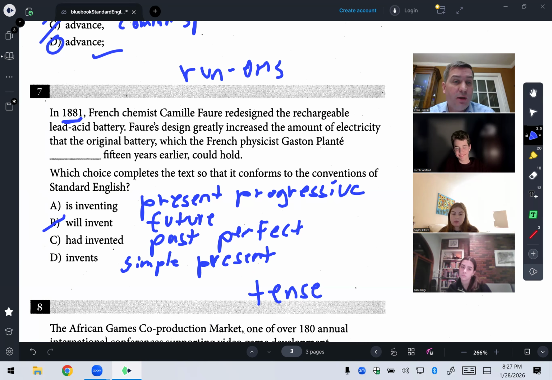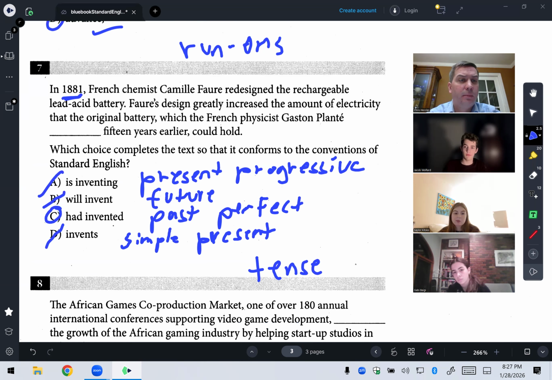Well, we have 2 events that have occurred in the past. I can tell which thing happened first. Was Faure's battery first or was Planté's battery first? Technically, Planté's battery came first. So we are in the past perfect. We can use the past perfect to differentiate between 2 different things that happened in the past and tell which thing happened first. I'm going to read it real quickly. Faure's design greatly increased the amount of electricity that the original battery, which the French physicist Gaston Planté had invented 15 years earlier, could hold. Right. Yeah, we can't be in the present tense. We can't be in the future tense.